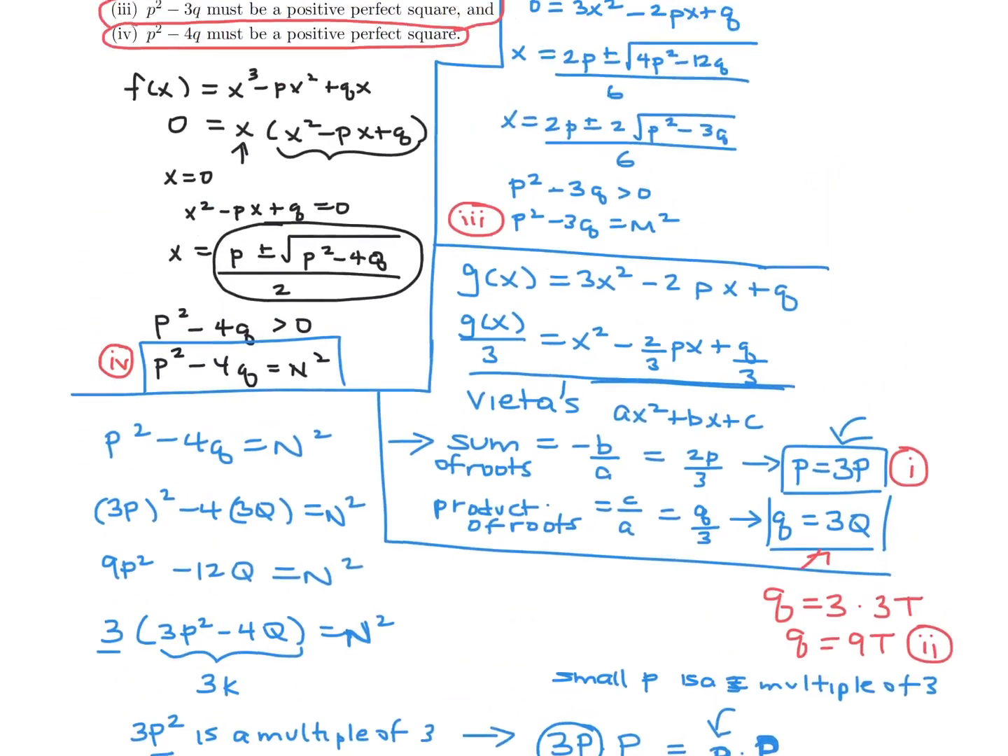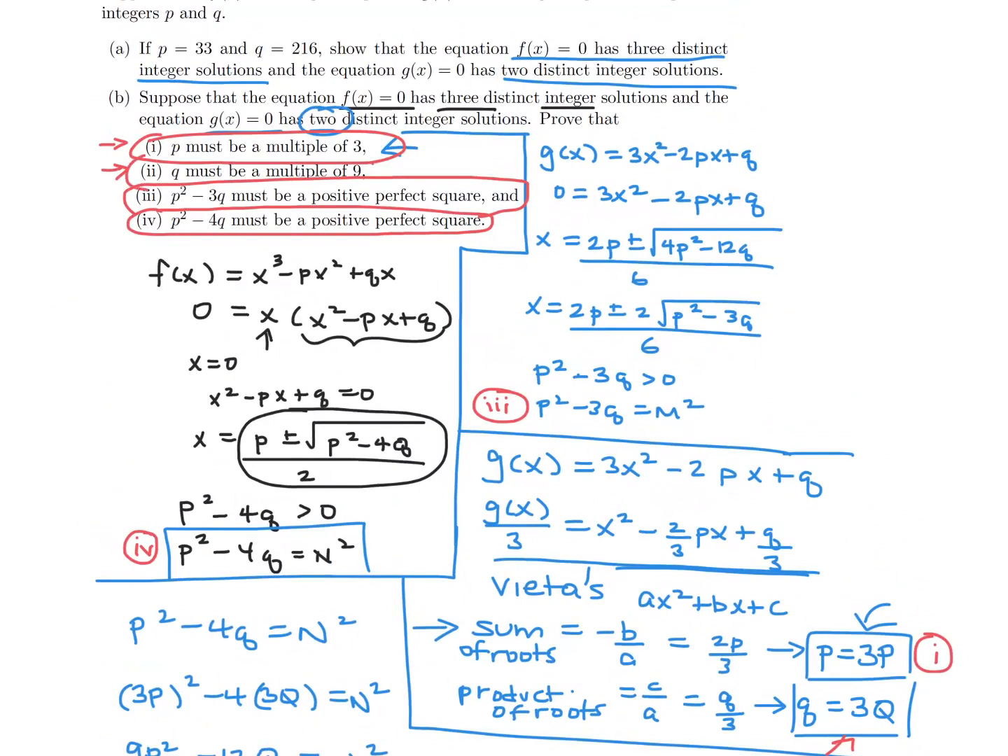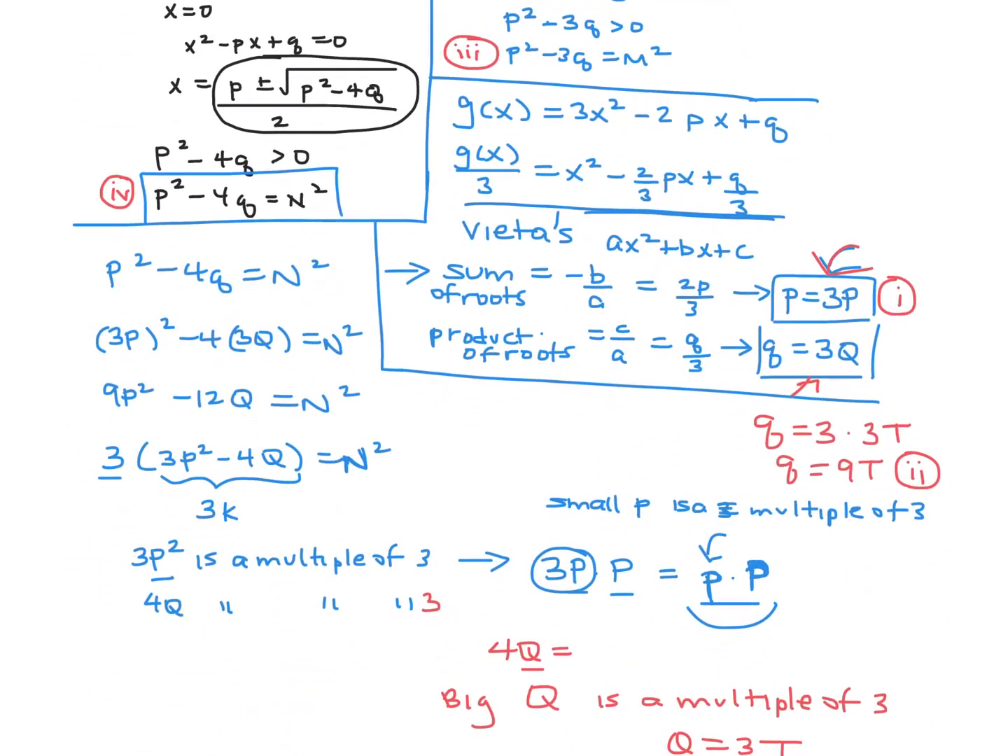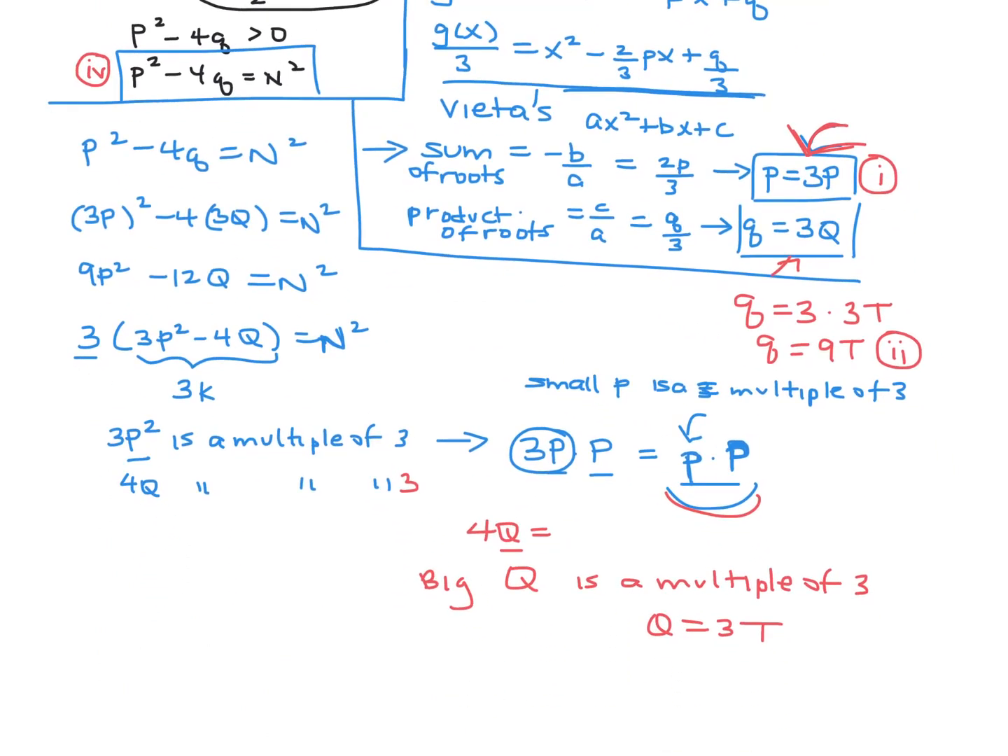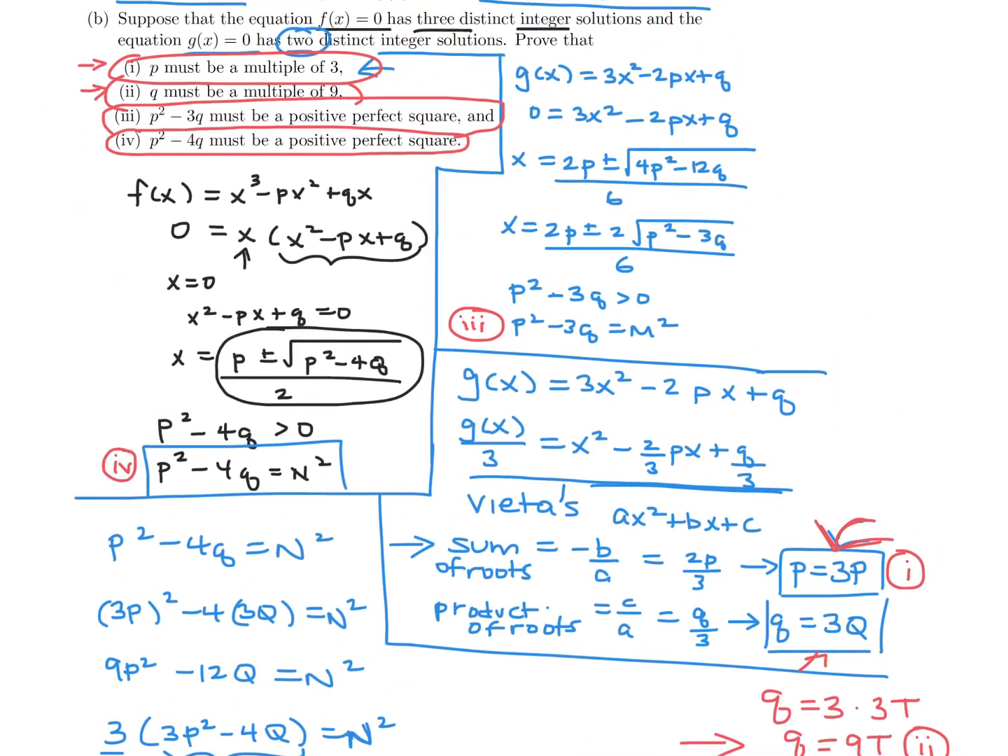So we have proven all 4 things: that p is a multiple of 3, which I proved here, actually. And I was attempting to prove it here, but even if I have not, I've proven it there. And then the second thing, that q is a multiple of 9, which we did here. And then the last two, that p squared minus 3q must be a perfect square, and p squared minus 4q must be a perfect square. So we've proven all what they wanted us to.